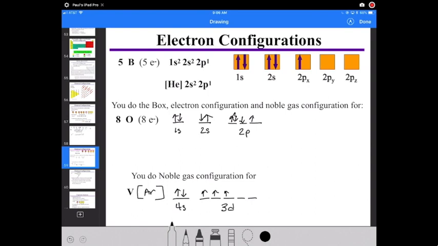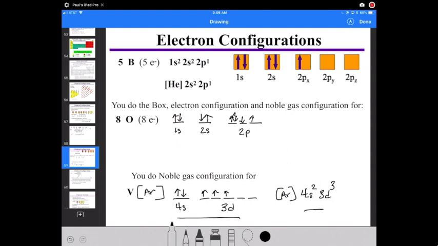Now, I can be even lazier and write 4s2, 3d3. How many unpaired electrons do I have in this? 3. It's easy to see right here that I have 3. You have to think about it when I ask you the question and you write it this way. How many are unpaired?